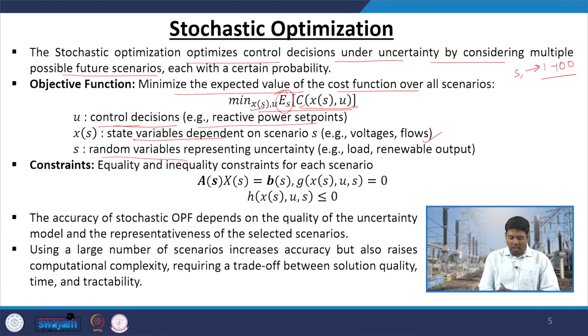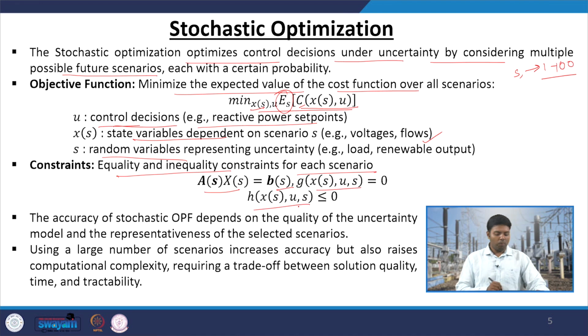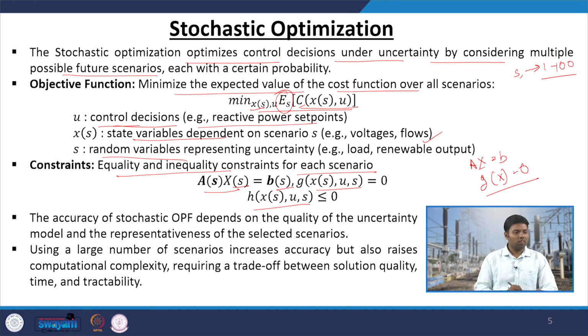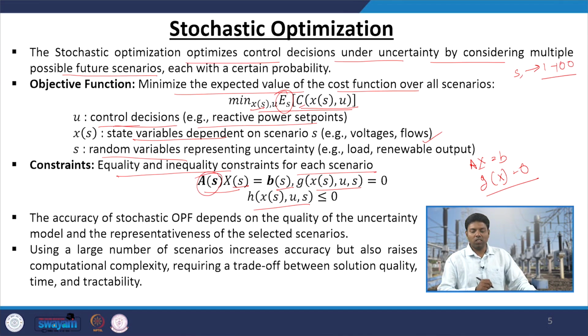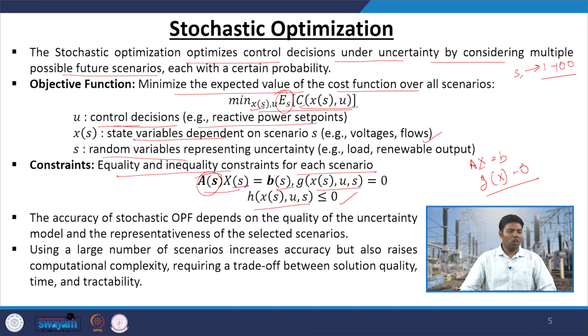Again, the equality and inequality constraints for each scenario are also dependent upon the scenario values. Previously, that was only Ax = b and g(x) = 0. Now it has become x_s. Also, the coefficient matrix becomes scenario dependent. That is how we make the scenario and implement it in the stochastic optimization.